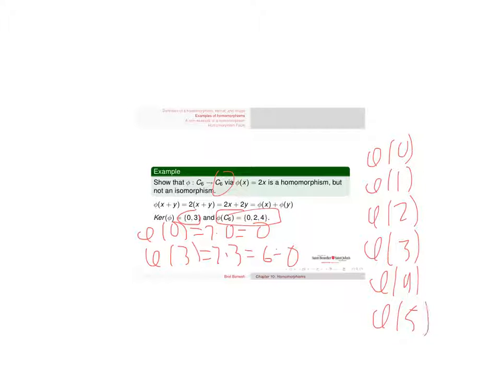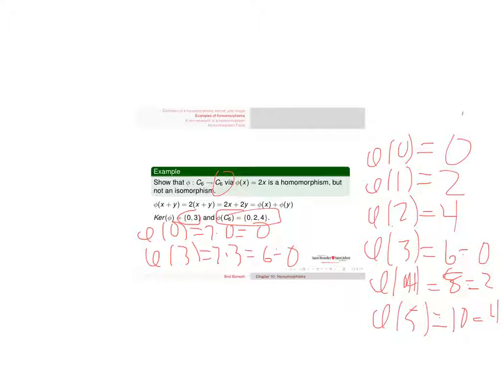So what are all these? Phi of 0 equals 2 times 0, which is 0. Phi of 1 equals 2 times 1, which is 2. 2 times 2 is 4. 2 times 3 is 6, which equals 0. 2 times 4 equals 8, which equals 2, if you look at things mod 6. And 2 times 5 is equal to 10, which equals 4. But notice that the only numbers you ever get out are 0, 2, and 4. So that's why the image is 0, 2, 4.